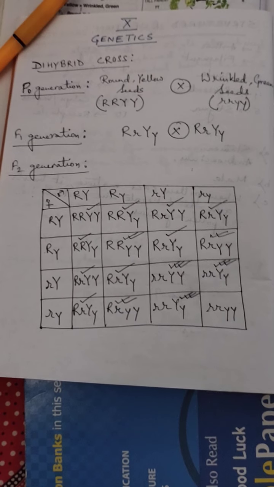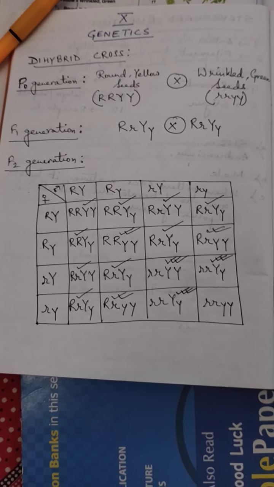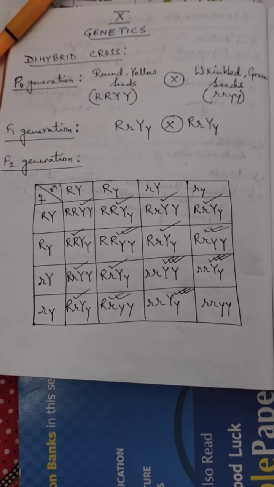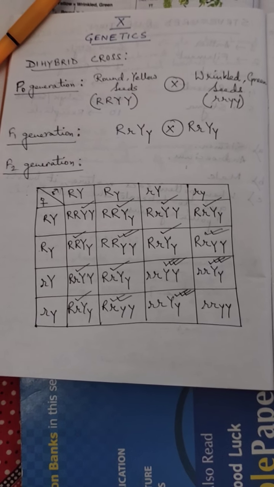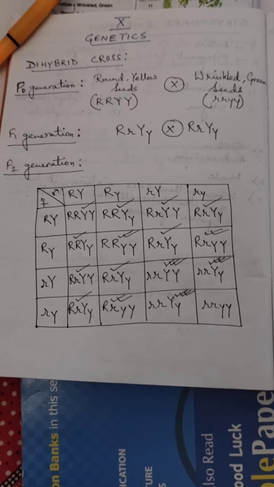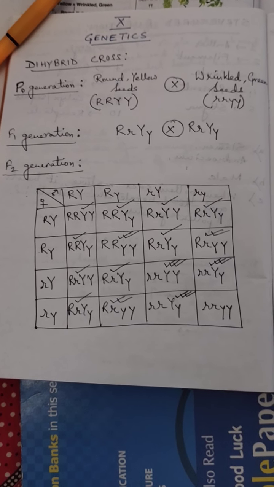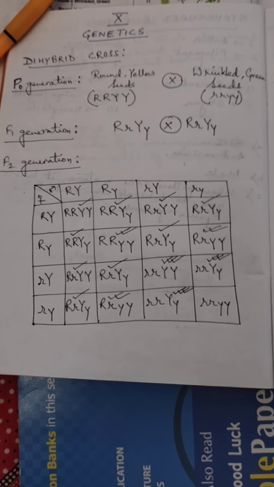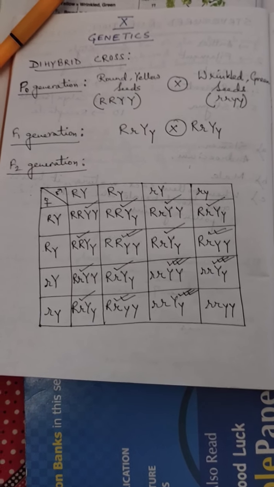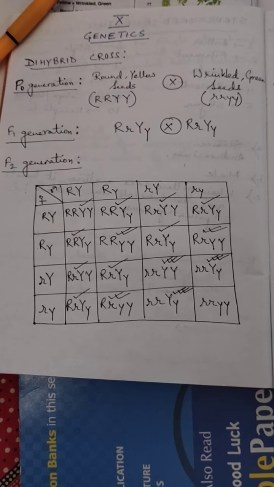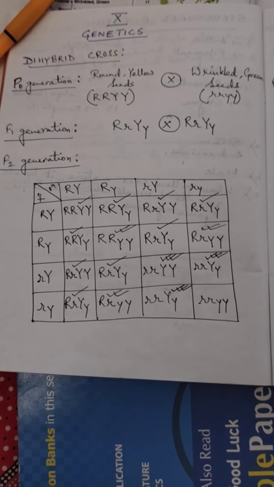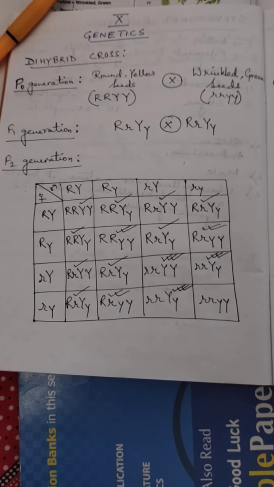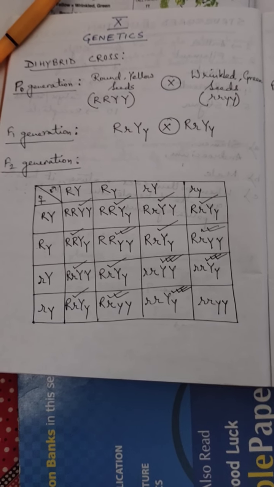Now when we are starting with the parental generation, here we are showing a cross between the round yellow seeds of a pea plant with wrinkled green seeds of a pea plant. As you can see, we have taken two characters at a time. One is the shape of the seed, another is the color of the seed. Two opposite things we have taken together in order to cross. And in the F1 generation, it's very easy, we will take one gene at a time.